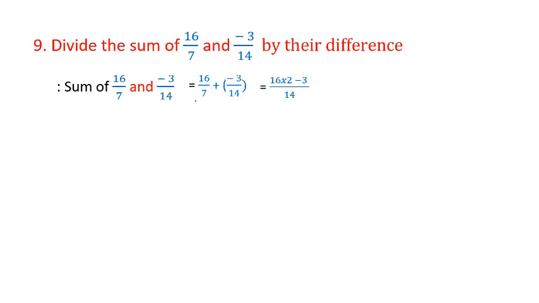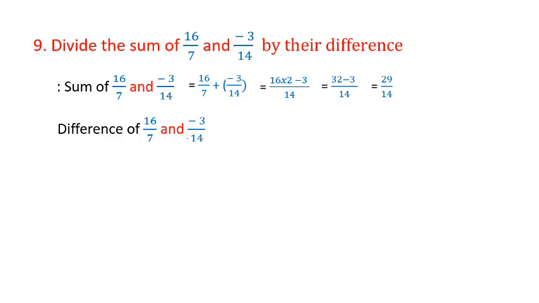Now take the LCM of 7 and 14. With 7 you have to multiply 2, because 2 into 7 is 14. So with 16 you have to multiply 2. 16 2s are 32, and for the negative sign, plus minus is minus, minus 3. So 32 minus 3 by 14 is 29 by 14. There is no further division, so keep it this way.